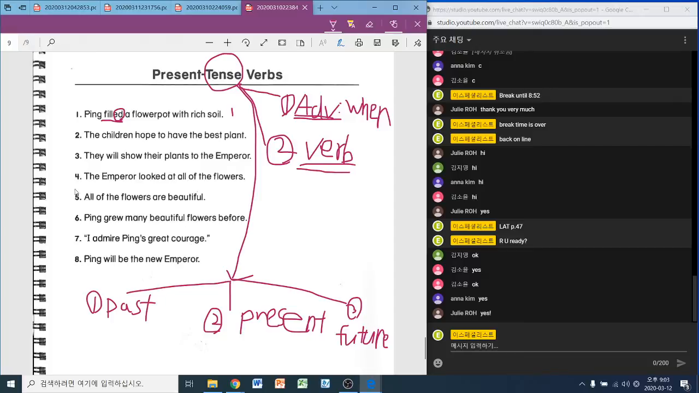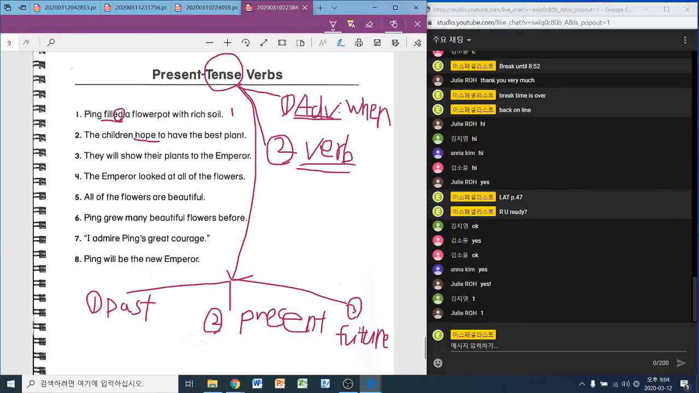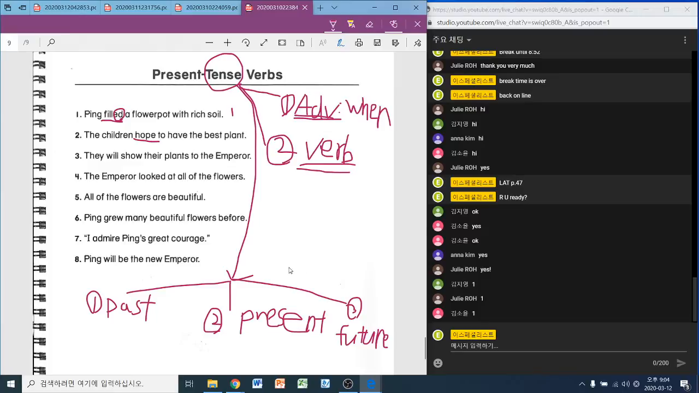Understand? Past tense. The number 2, the children hope to have the best plan. So there is no adverb telling when or time. Then find the verb here. So what's the verb? Hope. Underline hope. Then we know hope. What kind of tense is this? Number 1, past. Number 2, present. Number 3, future. What kind of tense is number 2? Number 2 is, it's a present tense. So you can write number 2.